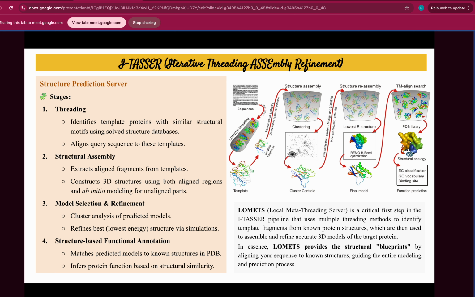And in this LOMETS threading, LOMETS means local meta threading servers, and it is a critical first step in the I-TASSER pipeline because it uses multiple threading methods to identify template fragments from known protein structures, which are then used to assemble and refine accurate 3D models of the target proteins. LOMETS provides you the structural blueprints, because for different regions in this sequence, it will tell you what different folds could be mapped from the existing literature. So this is the I-TASSER method.